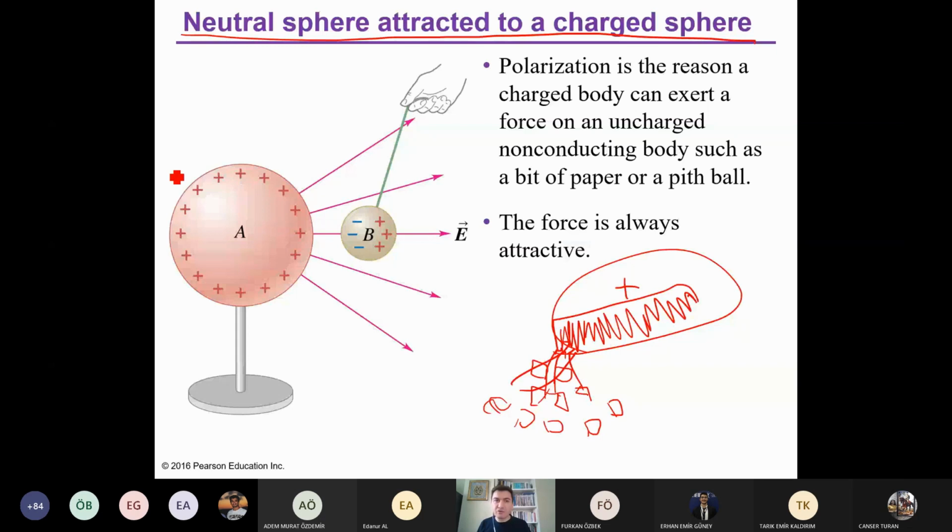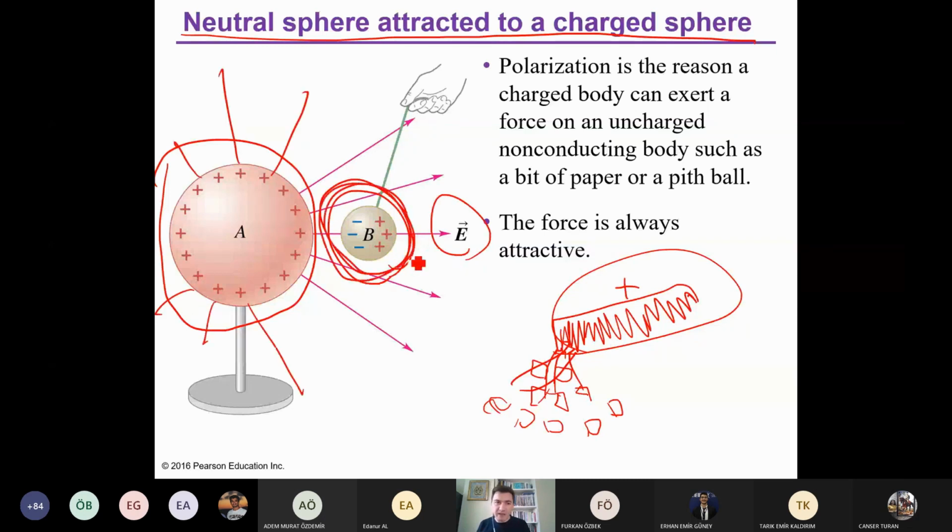So this was due to the polarization, and here again we have a positively charged sphere, and here we have a neutral ball, neutral paper or neutral piece, non-conducting and uncharged. Due to the electric field produced by this charged sphere, this electric field aligns the charges within the non-conducting body, and then we have negative charges here and positive charges here, and between this A sphere and B sphere there are attractive and repulsive forces.